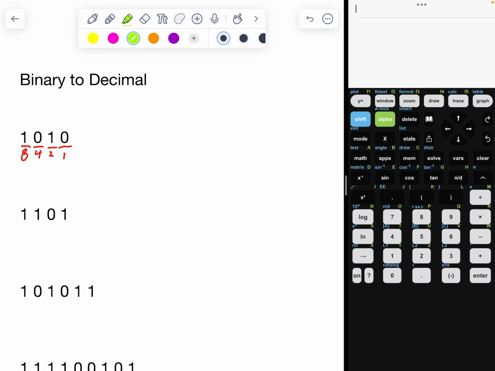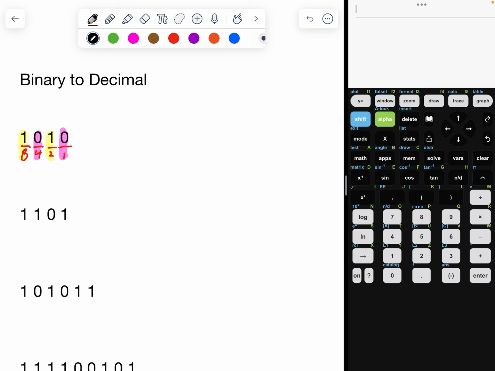Then what we do is we check and we kind of see, okay, is there a number there? So 8, 1 means yes, there is an 8. 4, 0, that means no, there is no 4. 2, 1, that's a yes, there is a 2. And 1, 0, there is no 1.